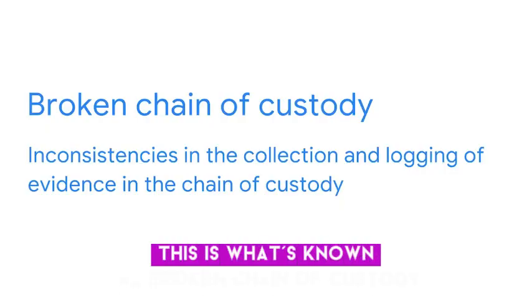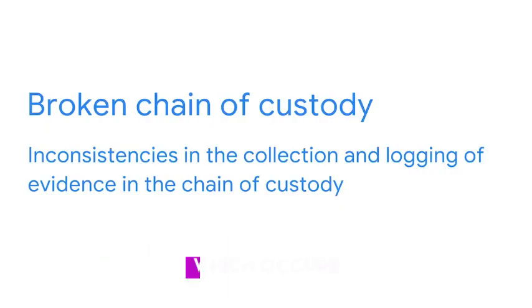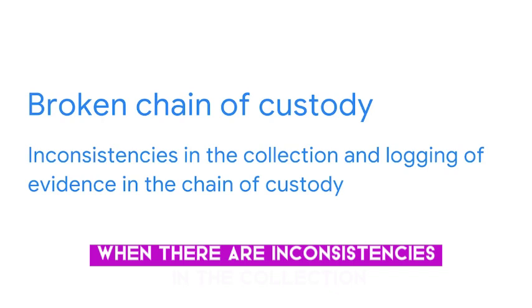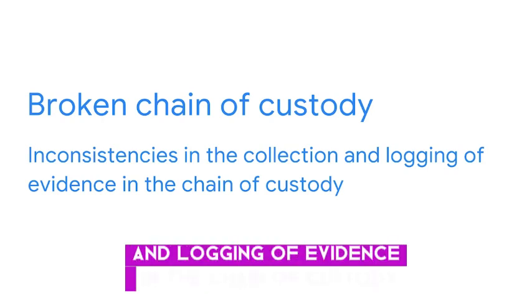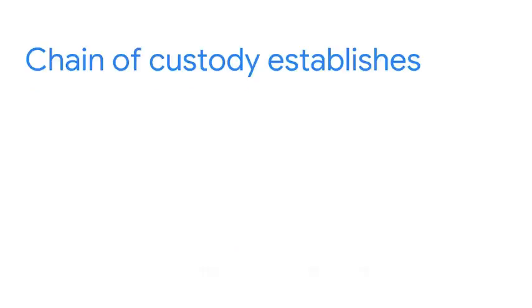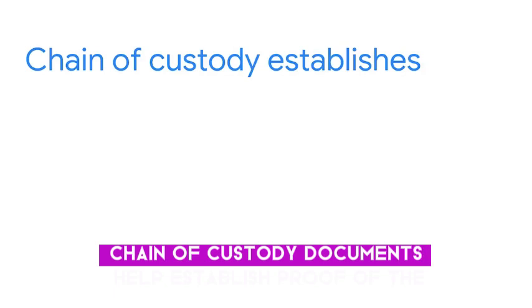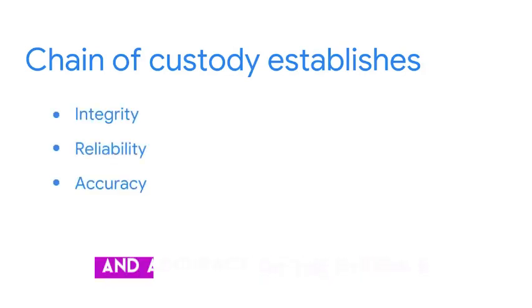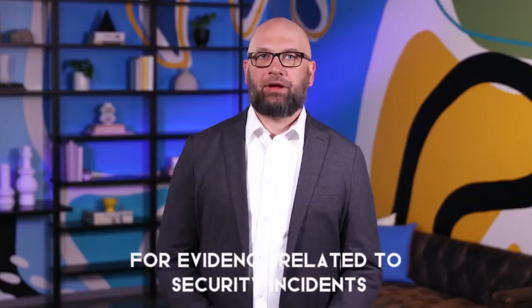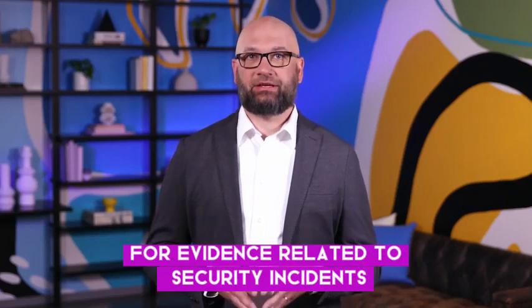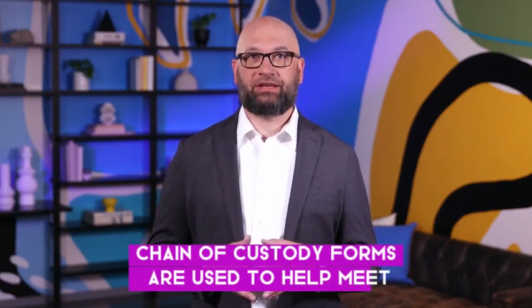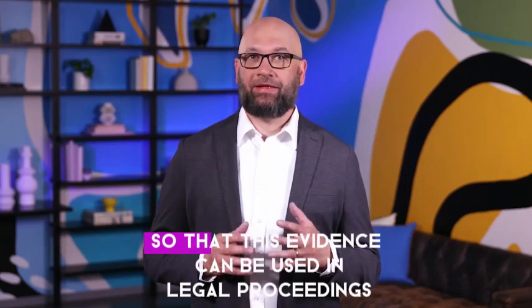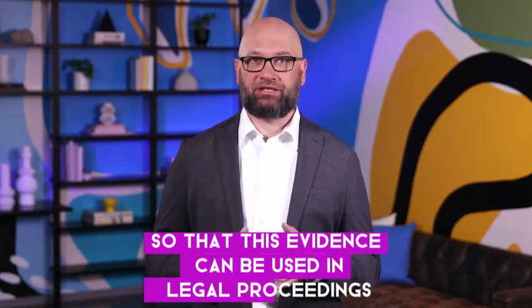You may be wondering what happens if evidence gets logged incorrectly, or if there's a missing entry. This is what's known as a broken chain of custody, which occurs when there are inconsistencies in the collection and logging of evidence in the chain of custody. In the court of law, chain of custody documents help establish proof of the integrity, reliability, and accuracy of the evidence. For evidence related to security incidents, chain of custody forms are used to help meet legal standards so that this evidence can be used in legal proceedings.